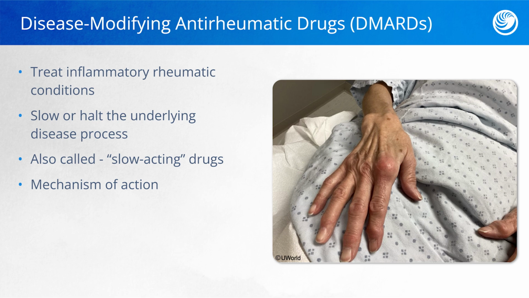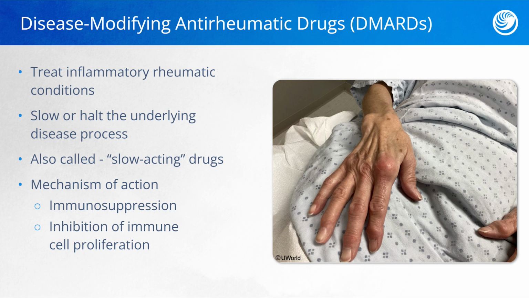Now remember, this is an autoimmune condition. The body's immune system is attacking itself. So to target this disease process, many DMARDs have immune modulatory activity. Some are immunosuppressive agents, so they reduce the activity of the entire immune system to suppress the disease. Others selectively inhibit enzymes that promote gene expression and subsequent activity of immune cells. So essentially, these drugs help prevent proliferation of immune cells, especially the ones that propagate inflammation.